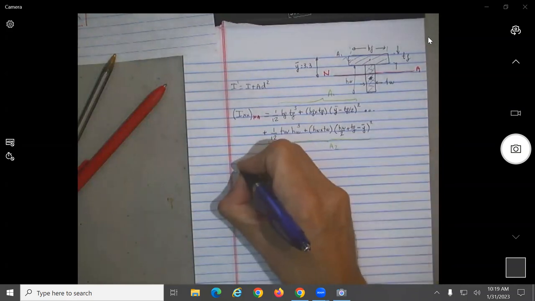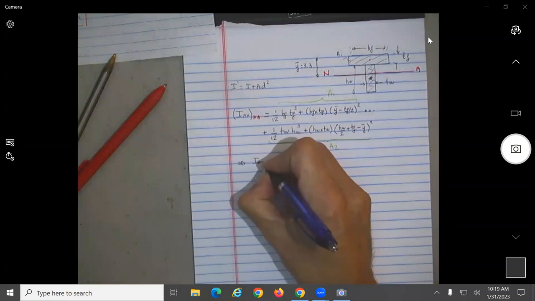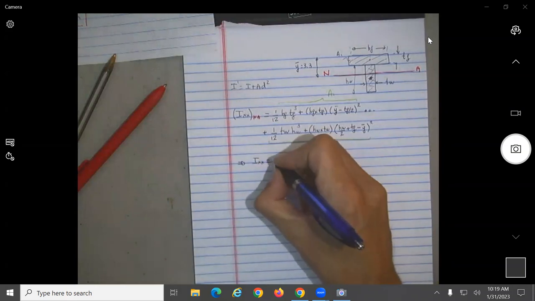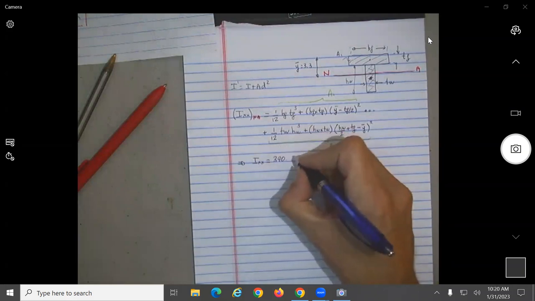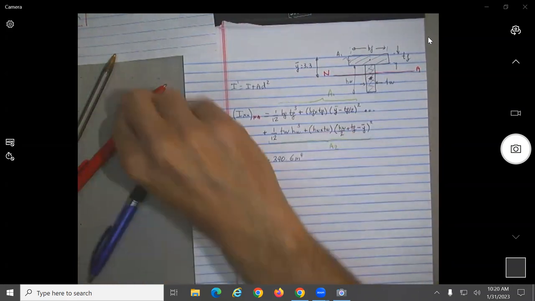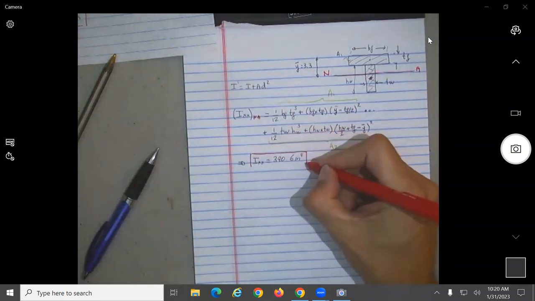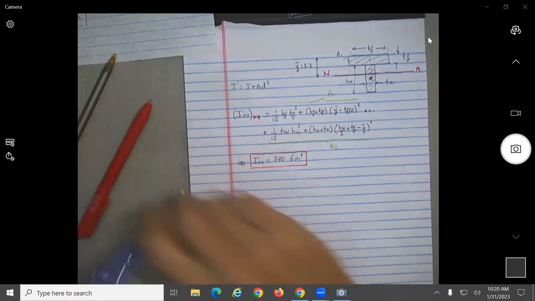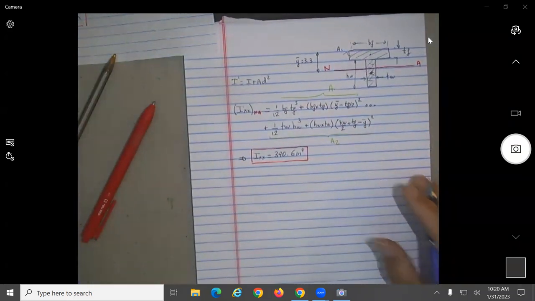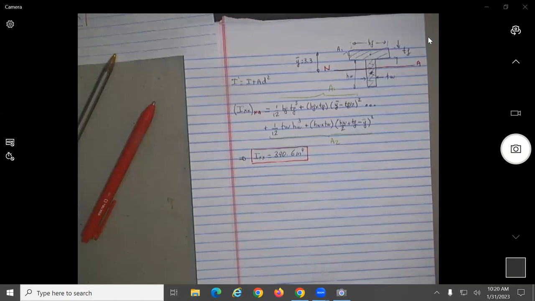So if you do this calculation, it gives you that IXX is equal to 390.6 inch to the fourth. It doesn't matter. The only reason I started that is because last time we did one problem that wasn't symmetric. So you had the IXX, IYY, and IXY. It's more because of that. But if you put IX, it's not going to be a mistake, okay? Don't worry about that.